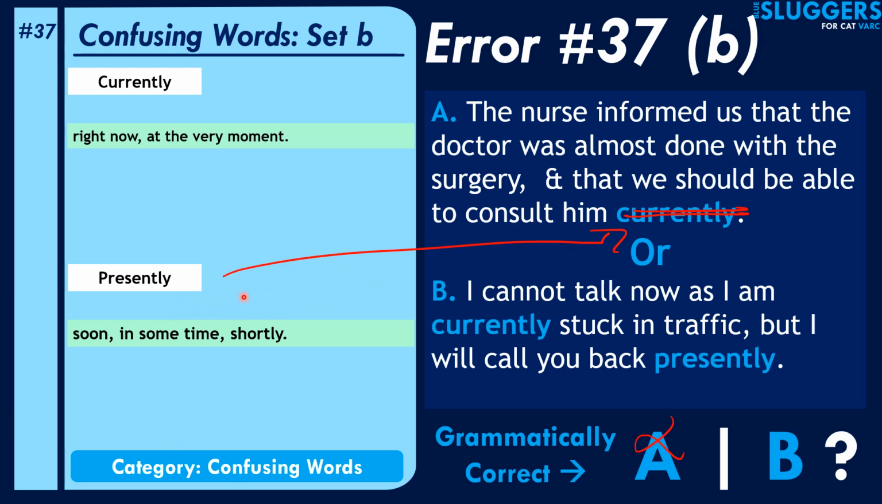So, coming to the next sentence, it says, I cannot talk now as I am currently stuck in traffic, but I will call you back presently. Yes, this is correct. Nothing wrong with this. He says, I cannot talk now as I am currently stuck in traffic, right? At that very moment he's stuck in traffic, so it makes sense. So the usage of currently is fair there.